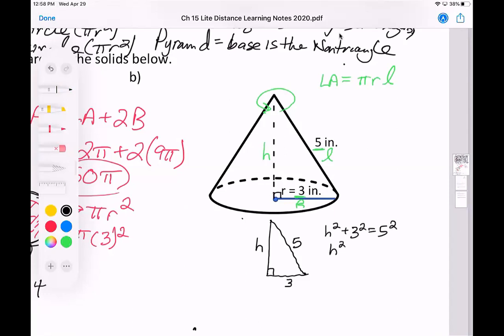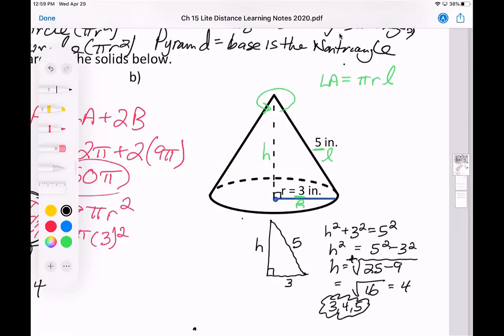This would be h squared equals 5 squared minus 3 squared. So h is plus or minus the square root of 25 minus 9. I don't really need the plus or minus, it's just the positive one because it's a height. So that would be the square root of 16, which is 4. This is probably the most common Pythagorean triple, the 3, 4, 5 triple. So the height is 4. Now we didn't need that value yet.